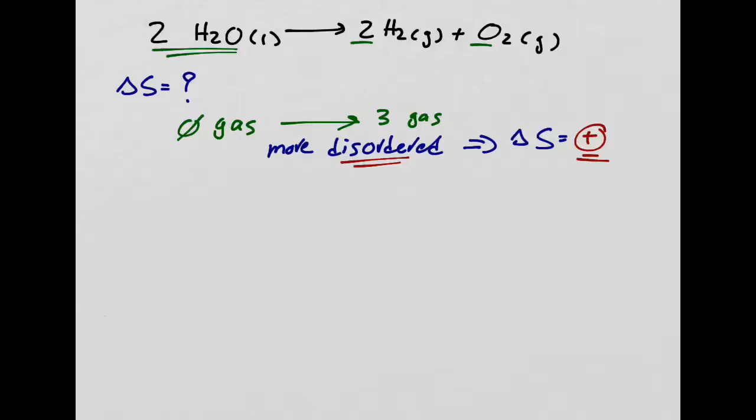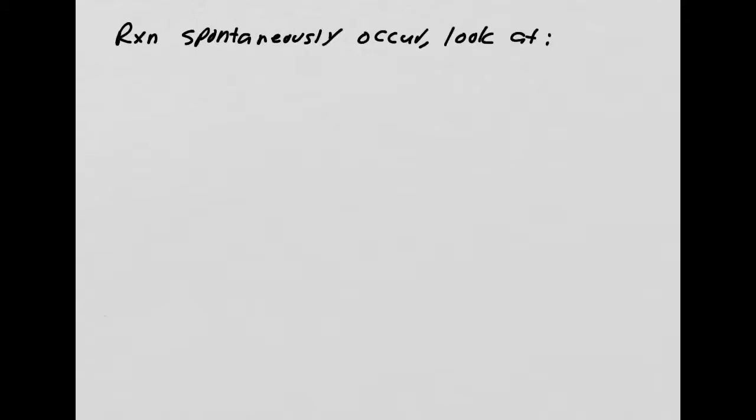Okay. Now, I want to summarize what we talked about. Everything that we talked about, basically we're trying to figure out if a reaction would happen spontaneously. To determine if a reaction would spontaneously happen, we have to look at 2 things. We have to look at delta H and we have to look at delta S. We have to look at both delta H and delta S to see if a reaction will happen or not. Now, let's do a practice problem.